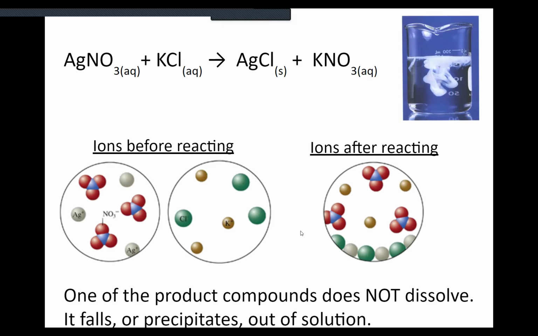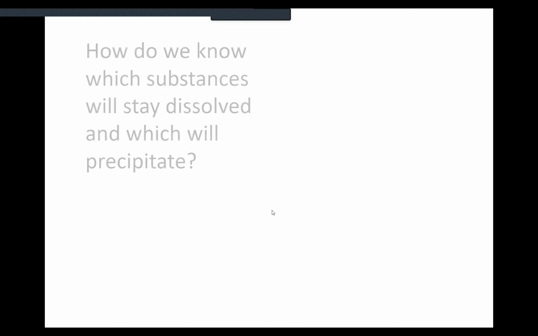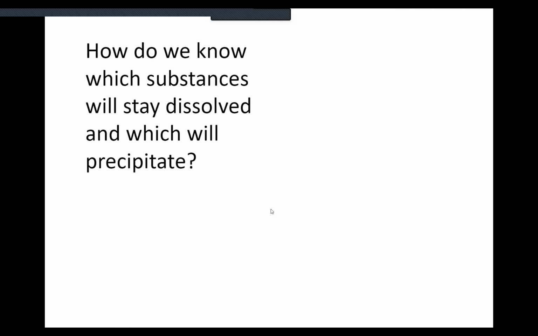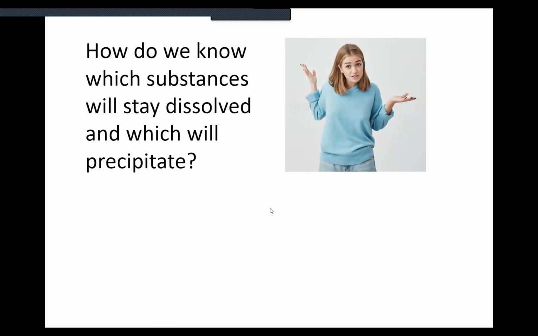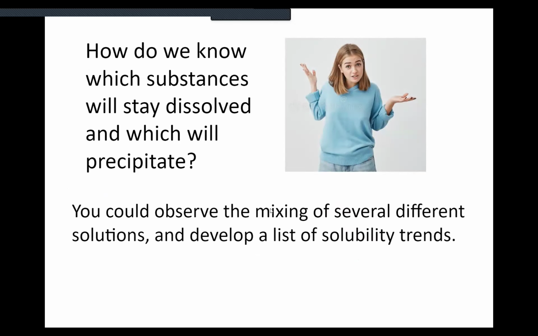How would you know which is which? Well, shortly, I'm going to give you a list of rules to apply to figure that out. But first, I'd like to do a sample problem with you. Or actually, let me give you that list first, and then we'll do the sample problem. How would you know which substance stays dissolved and which will precipitate, if any? Because it's not necessarily going to be a precipitate.